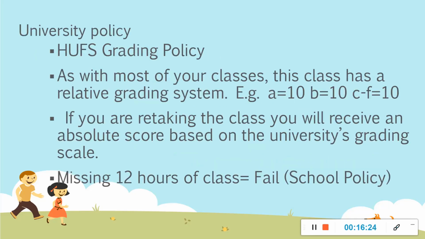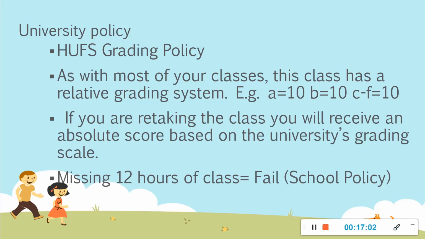Now, we get to the HUFS grading policy. HUFS grading policy is very simple. There's two kinds of way you'll be graded in this class. The first one is if this is the first time to take this class, you have a relative grading system. So for example, there's 10 A's or A+, 10 B's and B+, and then 10 C+ to F grades or fails, whichever way you want to look at it. So there should be a relative amount for each one. The next one, if you are retaking the class, you get an absolute score based on the university's grading scale.